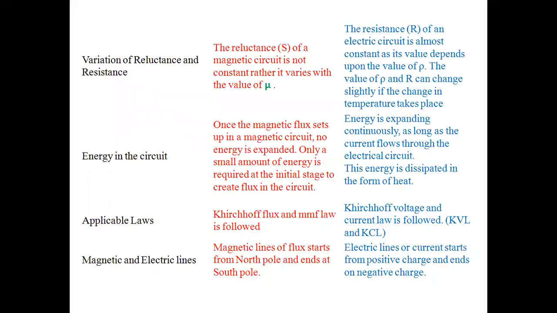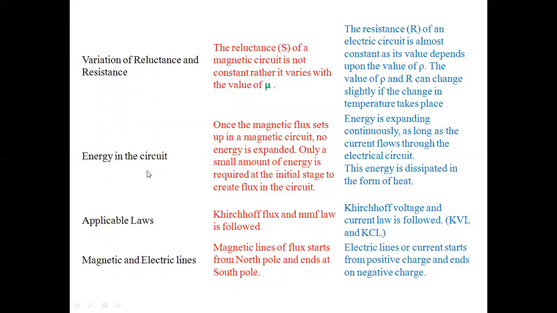Now, variation of reluctance and resistance. The reluctance of a magnetic circuit is not constant due to mu, because permeability mu equals mu 0 into mu r, where mu r is the relative permeability of the material. If the material changes, the permeability changes. But the resistance of the electric circuit is almost constant because rho is constant.